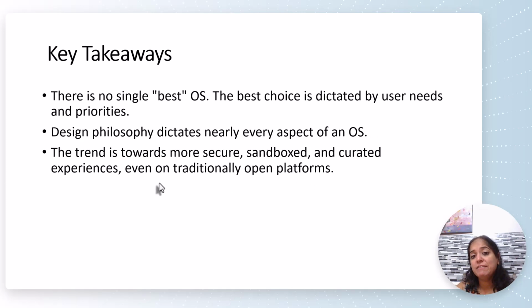So, the key takeaways I will say here. What should you remember from this analysis? First and most importantly, there is no single best operating system. The best choice is a function of users' needs, skills, and priorities. Second, the design philosophy is the root. It dictates the trade-offs in usability, security, and freedom. And finally, the industry is converging on a more secure, sandboxed, and curated model, even on traditionally open platforms.